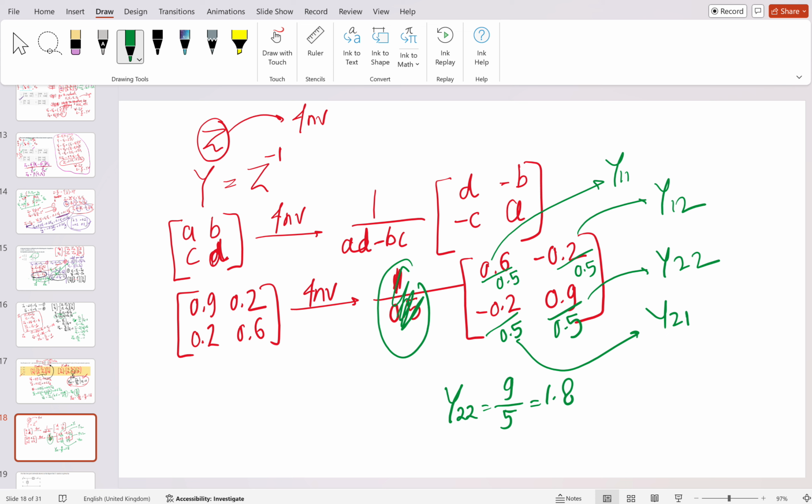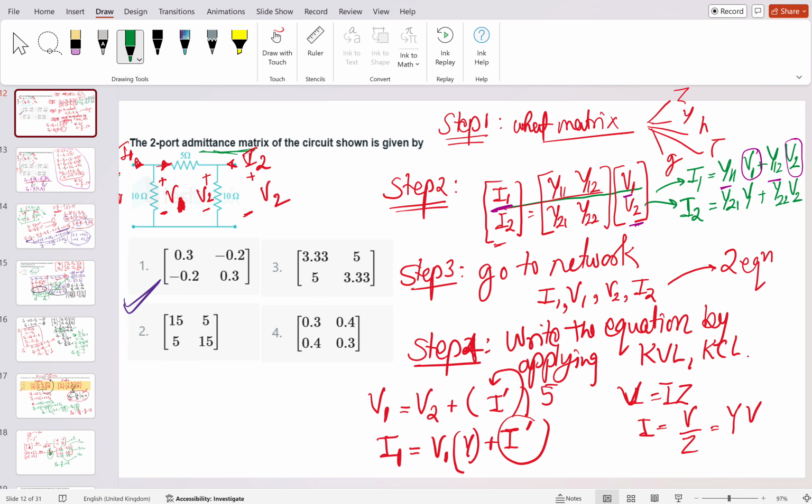So you have two methods to solve this. Three kinds of problems you have seen currently. One, when you have the network topology, then simply by knowing the topology you can find the admittance matrix or any kind of matrix.